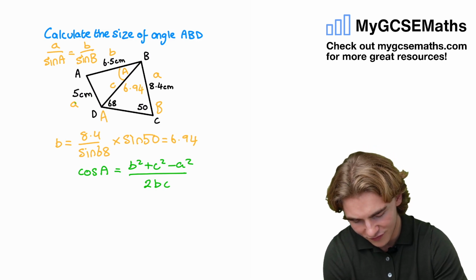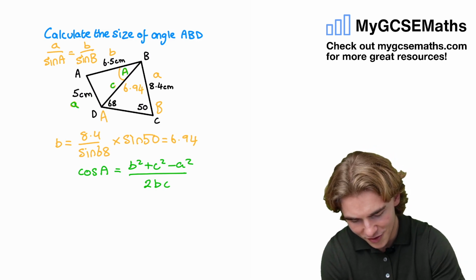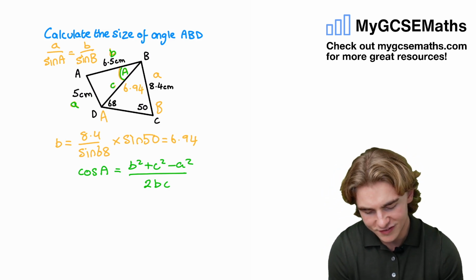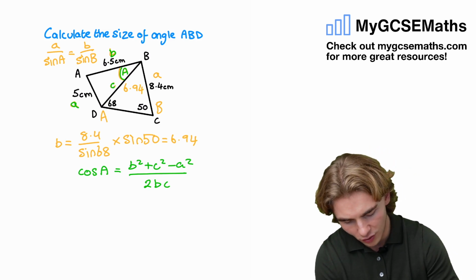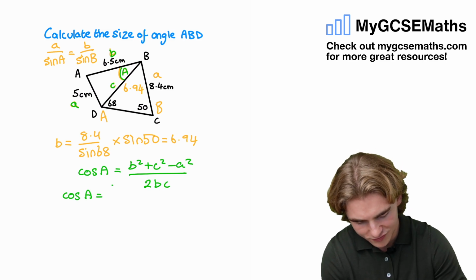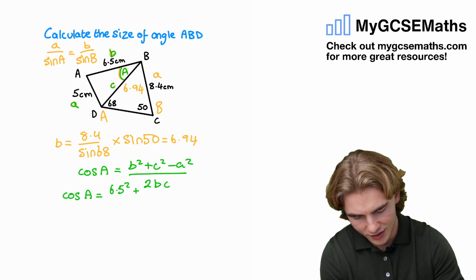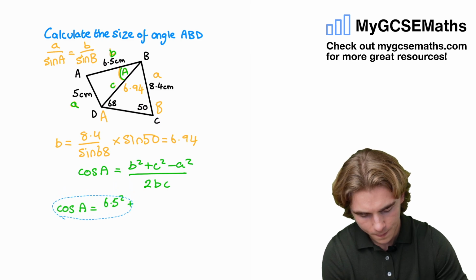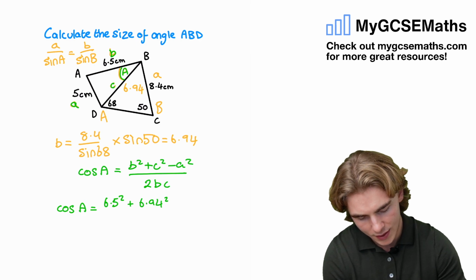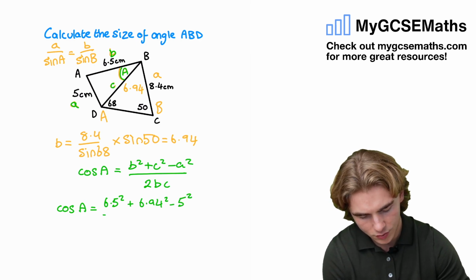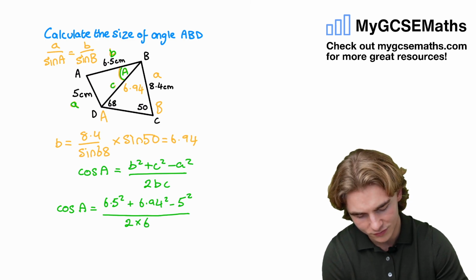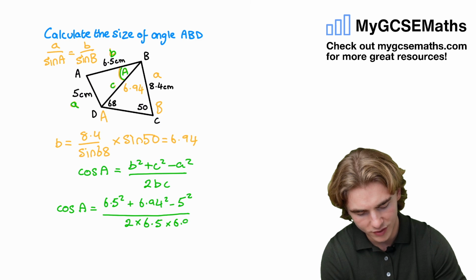I'm going to quickly go over this stuff in green, guys, just to make it a little bit clearer, because I know there's a lot going on in this question. This is the information that we're now dealing with. Okay, substituting these values in, then what are we going to get? We're going to get the cos of our angle, and we're going to leave that as A for now, is equal to b squared plus c squared, so 6.5 squared plus 6.94 squared minus 5 squared over 2 times b times c, so 2 times 6.5 times 6.94.